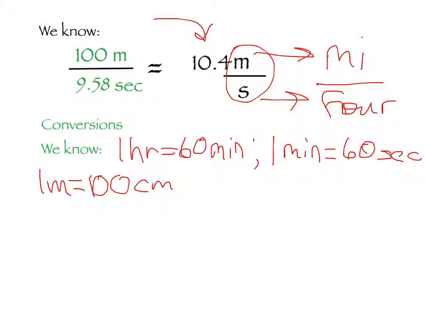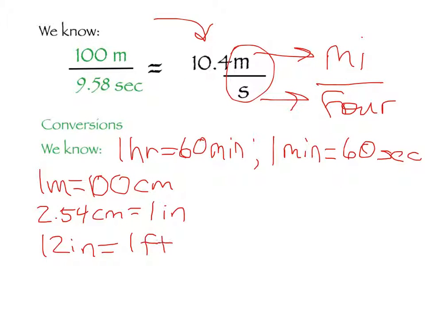We know that 2.54 centimeters are equal to 1 inch. I know that there are 12 inches in 1 foot, and I know that there are 5,280 feet in 1 mile. I believe that that's all the conversion factors we're going to use to solve this problem, but it helps sometimes to identify what kinds of things we could be using when we're solving these problems.